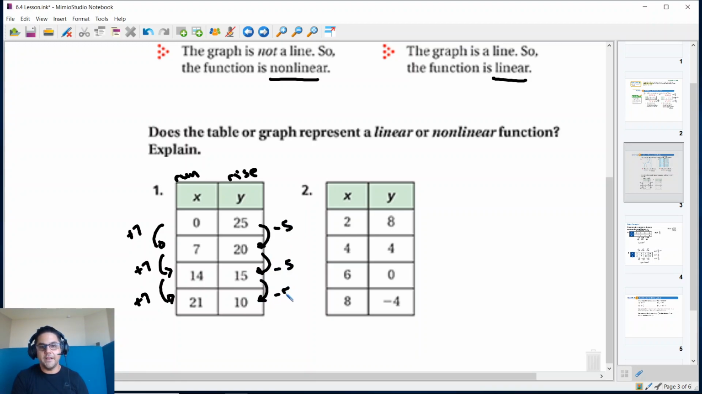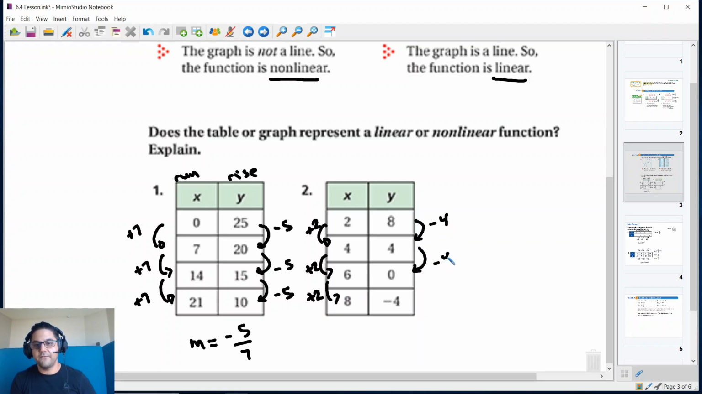Okay, looking pretty good. All of them would be a slope or constant rate of change of -5/7. Looking pretty good. All right, what about this one over here? I've got +2, +2, +2. All right, that looks pretty good. And over here, I've got a subtract 4, subtract 4. All right, subtract 4. That looks pretty good.